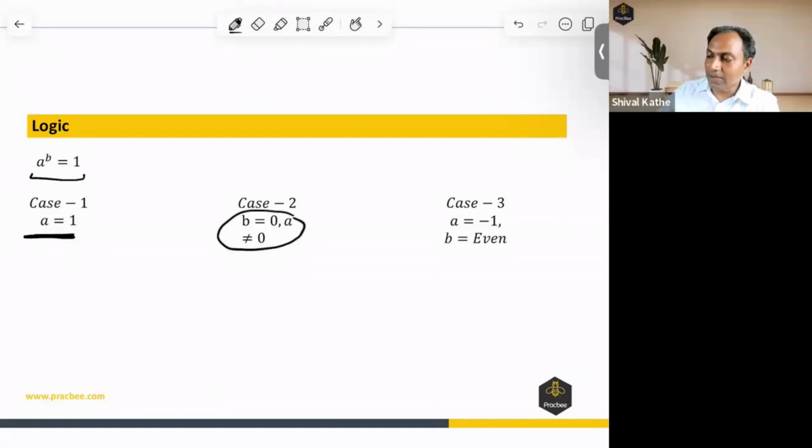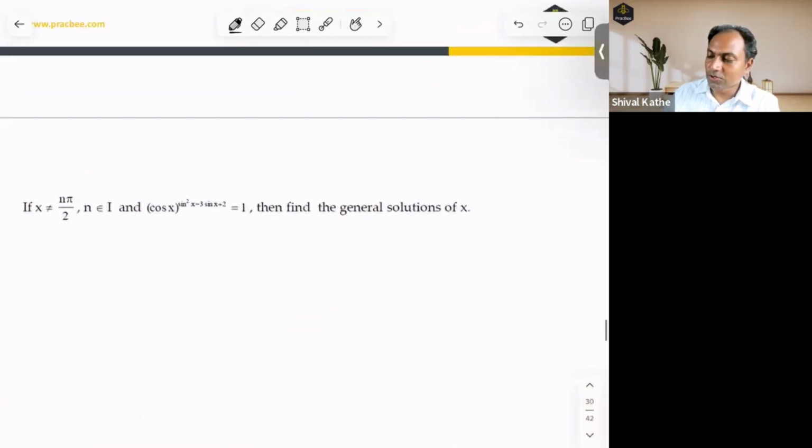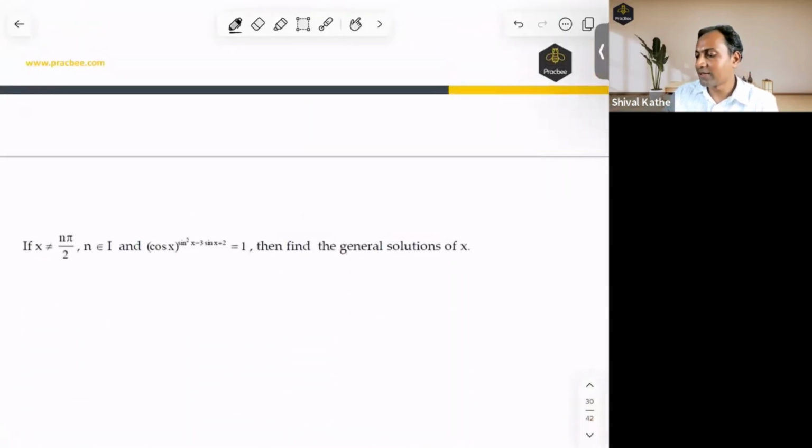And third case, if a becomes minus 1, this can still become 1 if the power becomes even, because minus 1 raised to the power 2, 4, 8 will become 1. I also told you when I taught exponentials that this is the one case that you will most of the times forget. Got it? Yes. Now try this question. It is actually a little bit tricky.